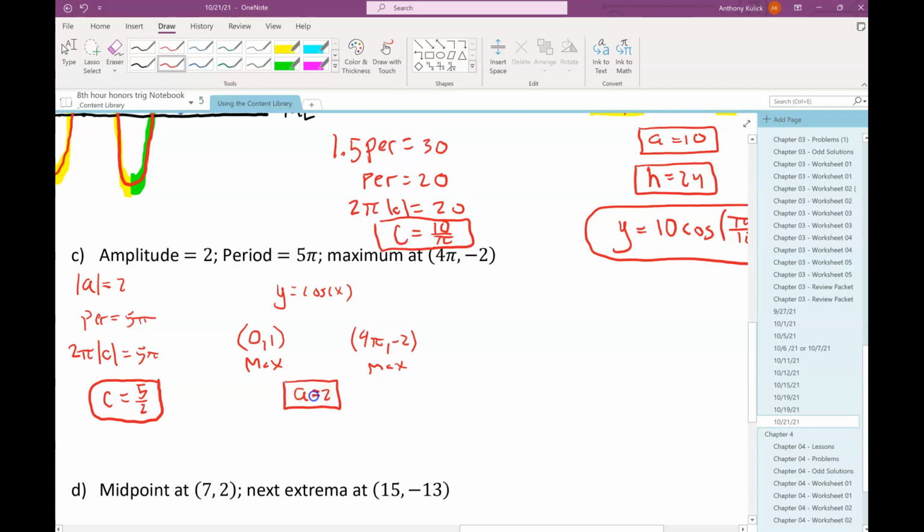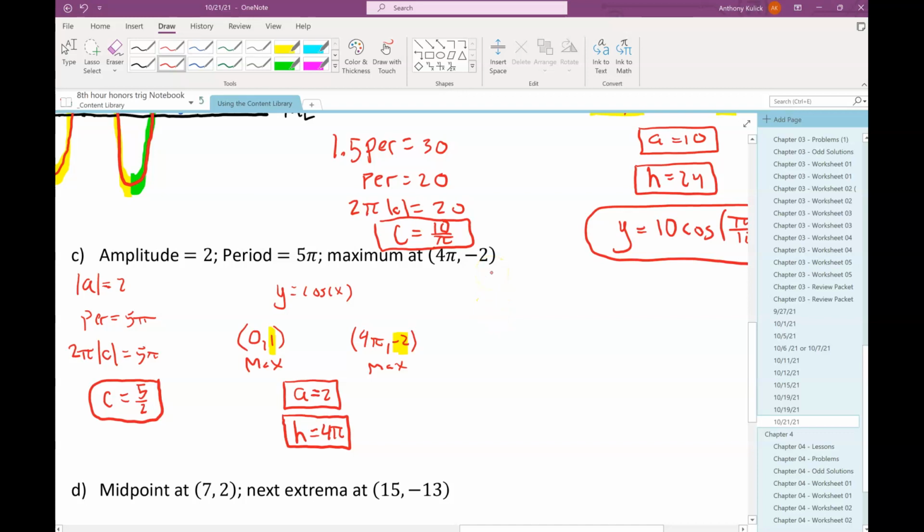The H is 4 pi. But the K is not going to be quite as easy because notice that the y coordinate is not 0. So the K is not negative 2. We're going to have to solve for K algebraically.